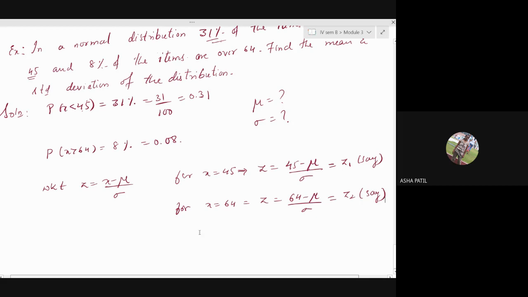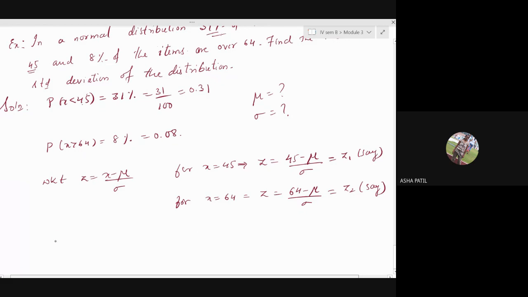Now, probability that X is less than 45 means the probability that Z is less than Z1, because X is less than 45 means Z is less than our value Z1. And how much is it? It is given as 0.31. Now, let me draw the normal curve. Probability that Z is less than some value Z1. We don't know what that value Z1 is.